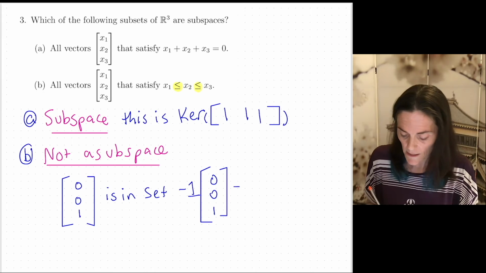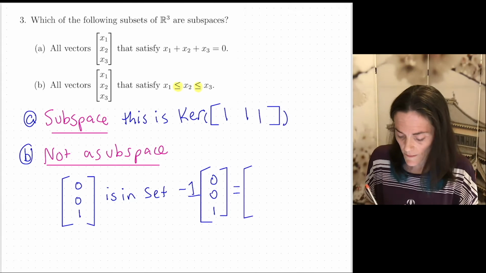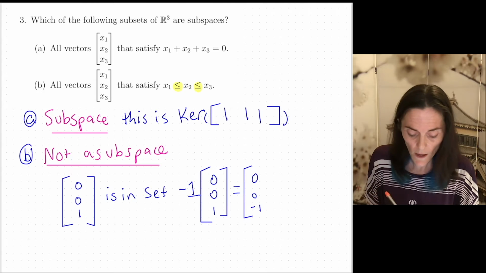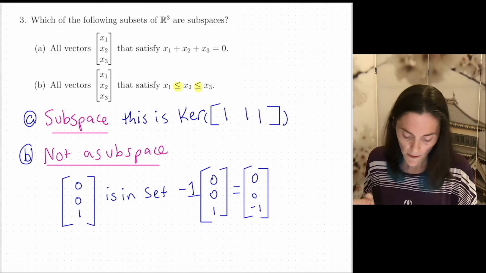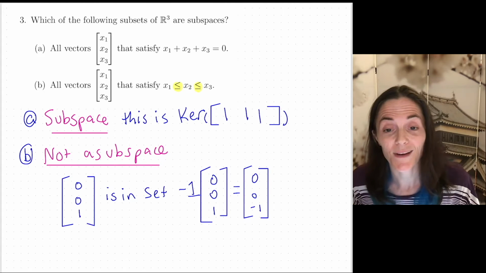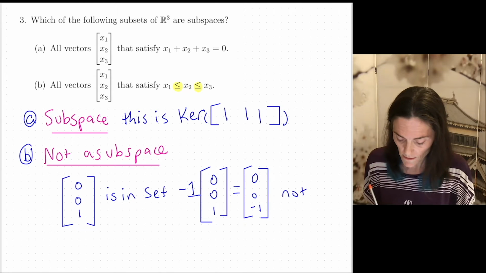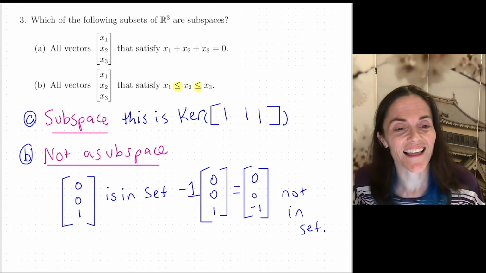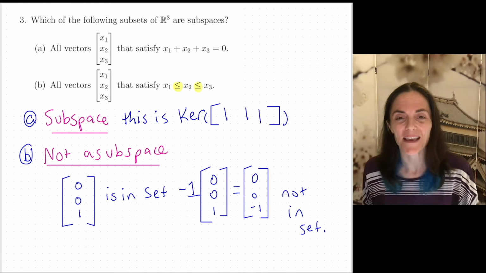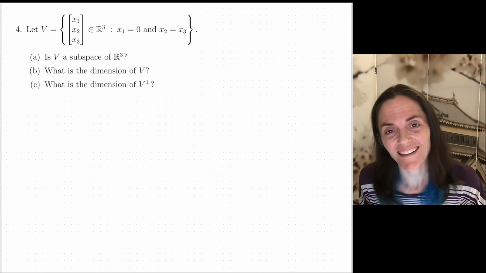This is just the vector 0, 0, minus 1. This is not in the set because x3 is not bigger than or equal to x2. This is not in the set. And this justifies that this collection is not a subspace. Let's move on. Number 4.